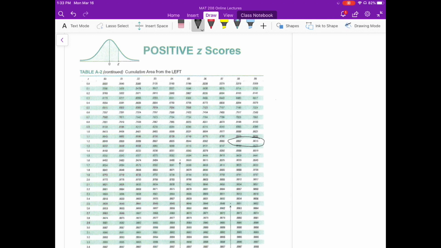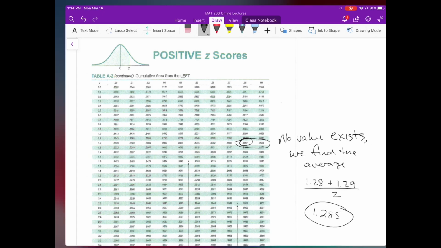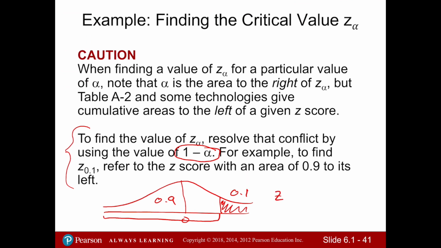So what we can do is, if no value really exists, we can find the average of the points. So if I look at this first point here, that's going to correspond to 1.28. The next one corresponds to 1.29. I can add them and divide by 2. If I compute that, I get 1.285. That will be my answer over here, that this z sub alpha is 1.285.